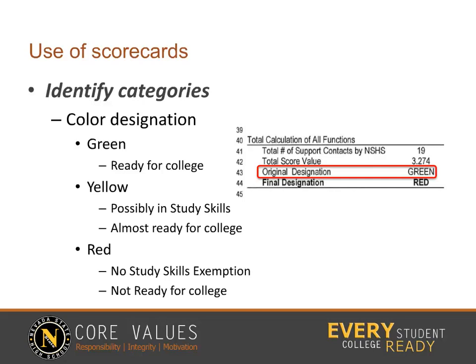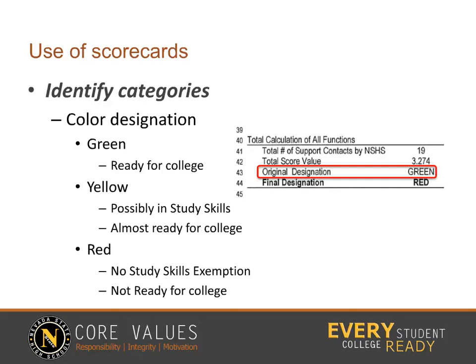Before we discuss the 500 pillar, let's skip to the bottom of the scorecard. You will see 2 different colors, an original designation and a final designation. Your original designation will come from the combined score of all 4 of these pillars. If your original color is green, that means that you are doing well in the 100, 200, 300, and 400 pillars. If that is the case, then keep it up. You are successfully transitioning to college.